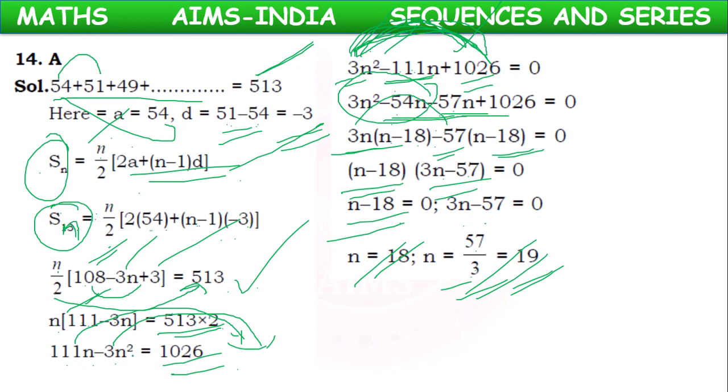Is there any mistake here? 7 4 times 28, 57, 8 7 56, 18. n minus 18, 3n minus 57, n equals 18, 3n minus 57. Okay, children, option A is right.